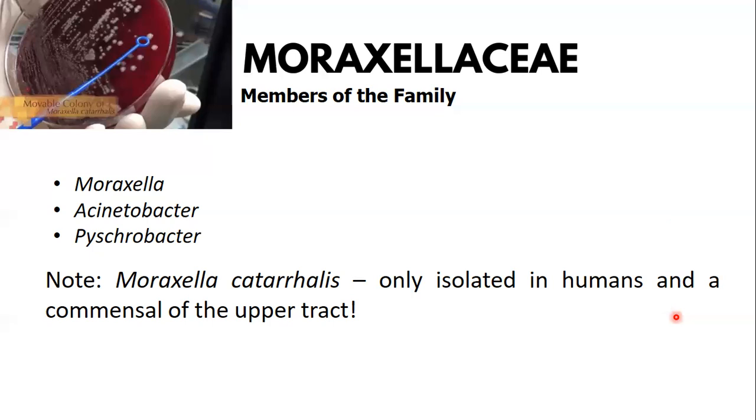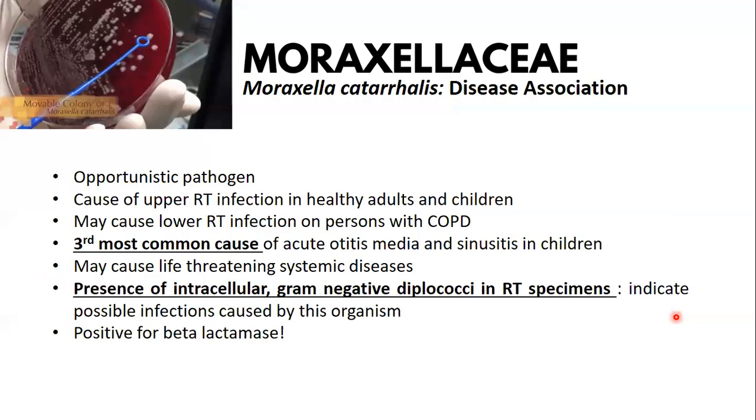So take note that under the genus Moraxella, Moraxella catarrhalis is the only species isolated in humans and a part of the commensal flora of the upper tract. Moraxella catarrhalis is an opportunistic pathogen. Generally, it is harmless but may cause infections in individuals that are immunosuppressed, especially those in the AIDS stage of HIV or those receiving immunosuppressive therapy or those undergoing chemotherapeutic agents for treatment of cancer.